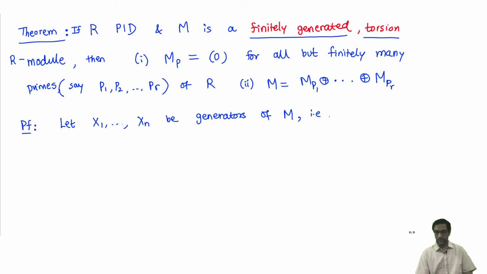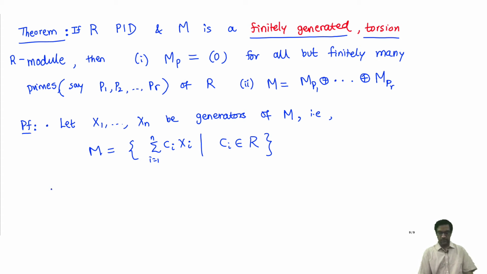What does that mean? In other words, M is just the span. To use a vector space term, this is just all elements of the form sum of Ci Xi, linear combinations of these generators. The set of all such elements will give you the entire module M. Okay, now this is the first assumption, that it is finitely generated. Now let me use my second assumption.